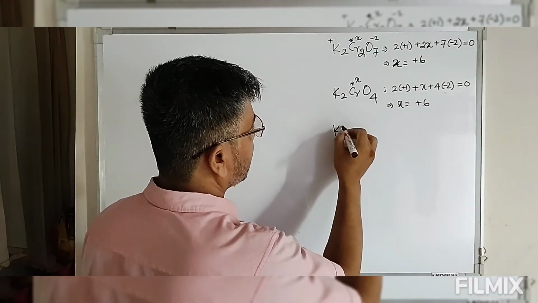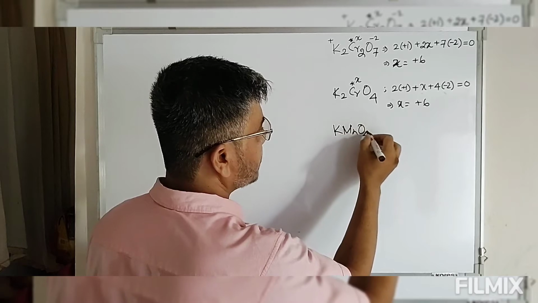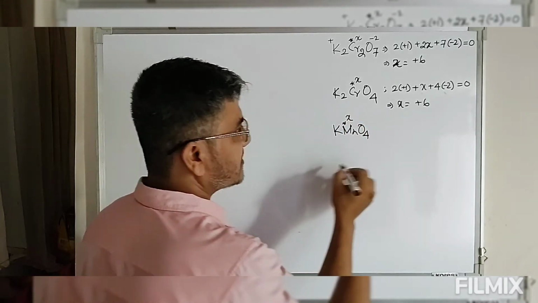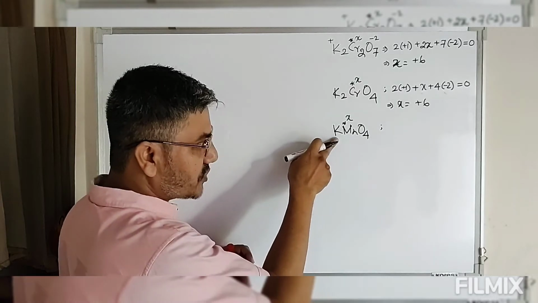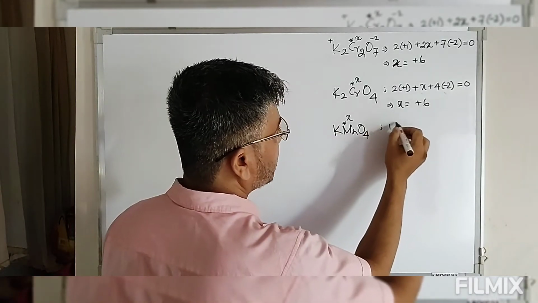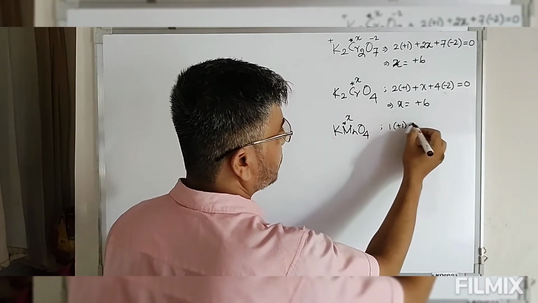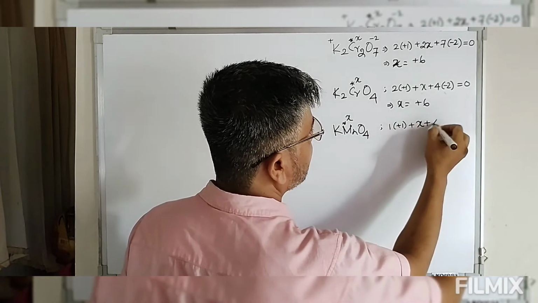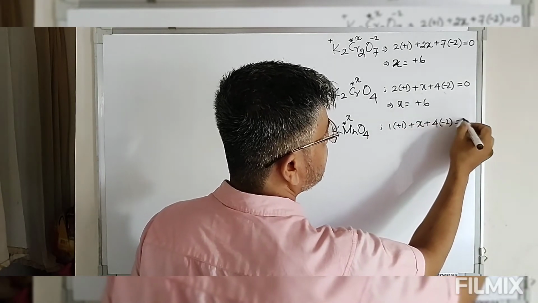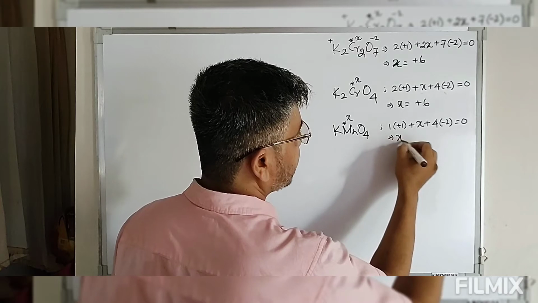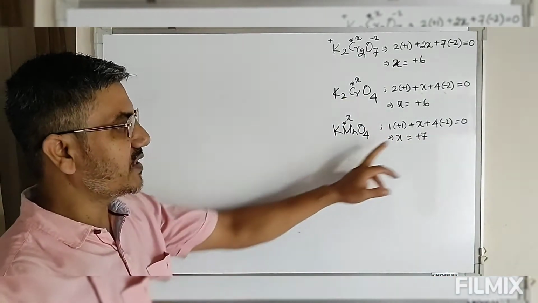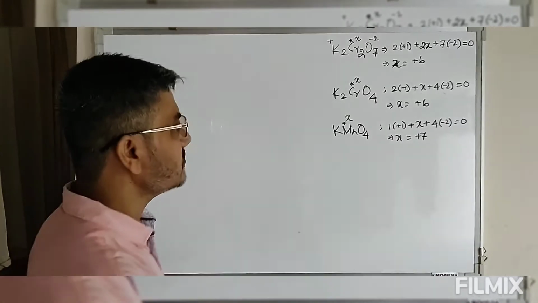Like this, KMnO4, potassium permanganate. We have to find the oxidation state of Mn. Suppose this is X. We have potassium +1, so 1 into +1, plus we have only one Mn, so X, plus 4 times -2, this is equal to 0. So therefore X is equal to +7. So in KMnO4, Mn is in +7 oxidation state.